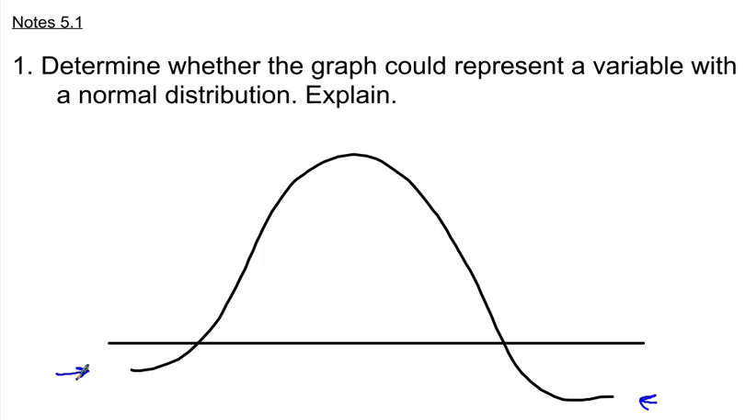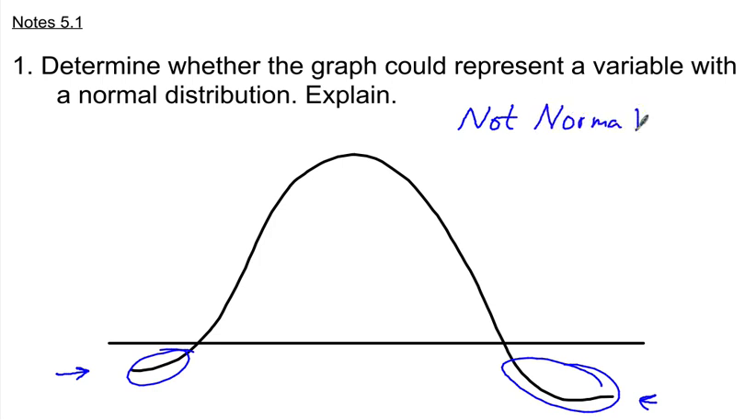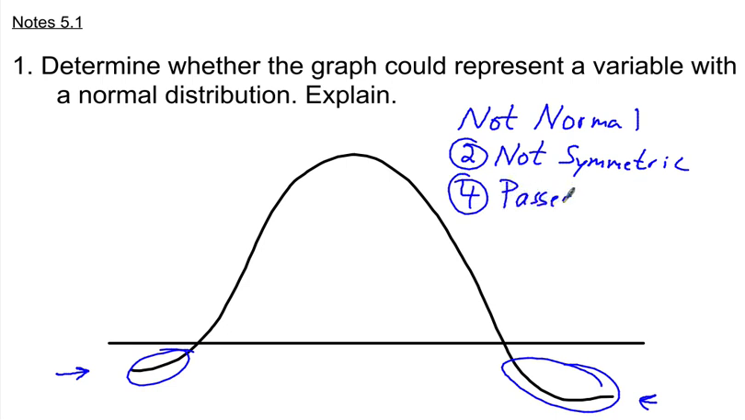Also, the big problem here is both of these kind of, I'll call them tails at either end of the distribution, both of them are below the x-axis. So I would say not normal. And I think we violate point number 2 because it is not symmetric. And we violate point number 4 because the curve passes through the x-axis.